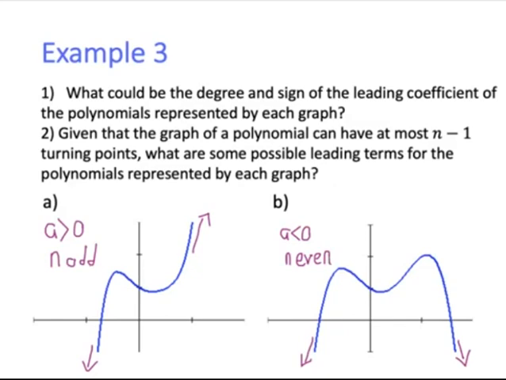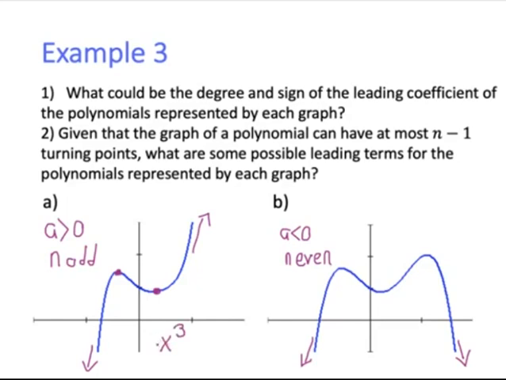For the second part, it says, given that the graph of a polynomial can have at most n minus 1 turning points, what are some possible leading terms for the polynomials represented by each graph? Well, for the first one here, we have 2 turning points. And the graph can have at most n minus 1 turning points. So the lowest degree can be 3. So one possible leading term could be x cubed.